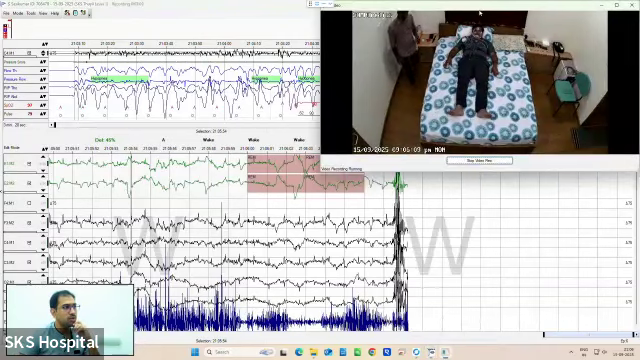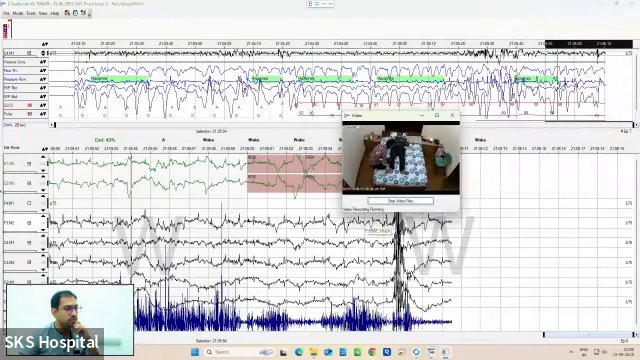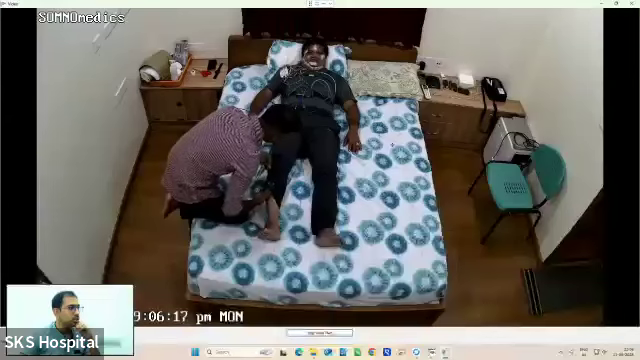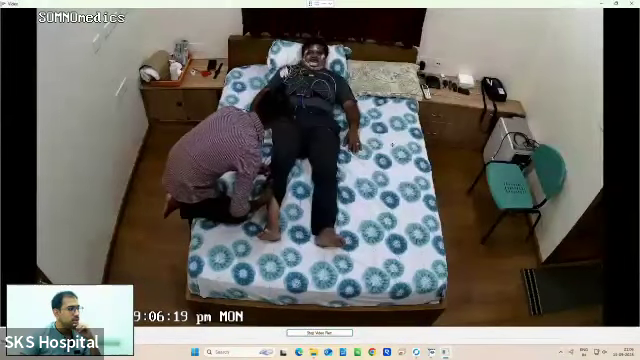Patient will definitely have certain doubts, so that's what he's being cleared of. So all the leads are being checked up.